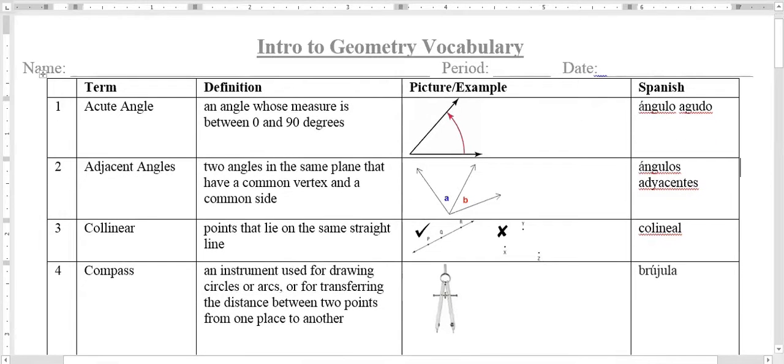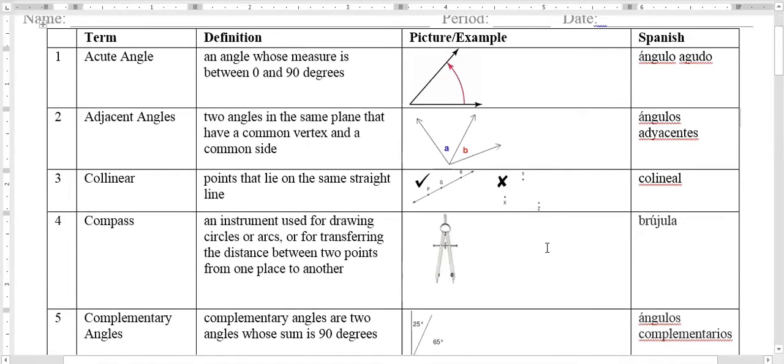Number three, collinear. Points that lie on the same straight line. So it has to be one line and all the points have to be on that line. And then here's an example of what it is, and here's an example of what is not. These 3 points are not on the line.